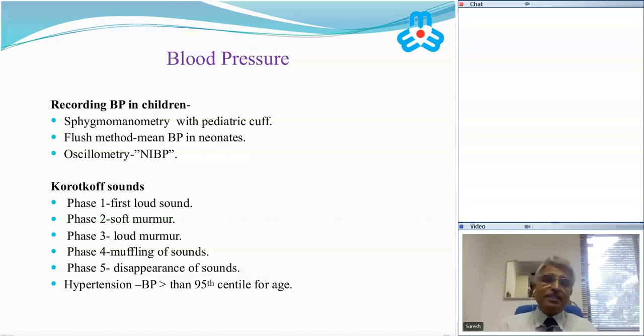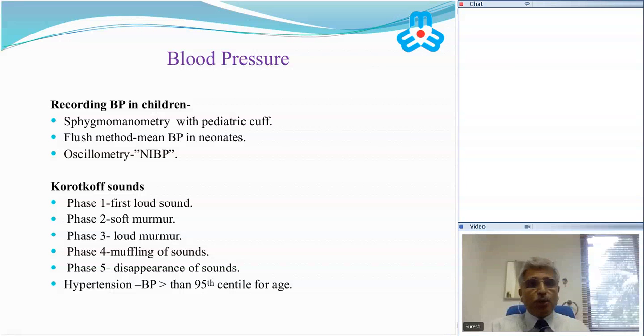It's an old technique of recording. Once in a while, in our country, it would still become useful. More often, you are all familiar with the so-called non-invasive blood pressure. Mind you, it's an oscillometric technique which records the blood pressure and gives you both a systolic and a diastolic pressure with the mean recording. So these are the different ways of recording blood pressure in children.